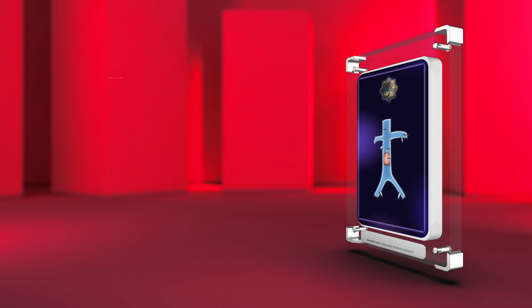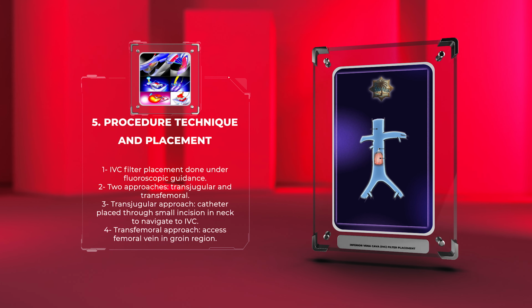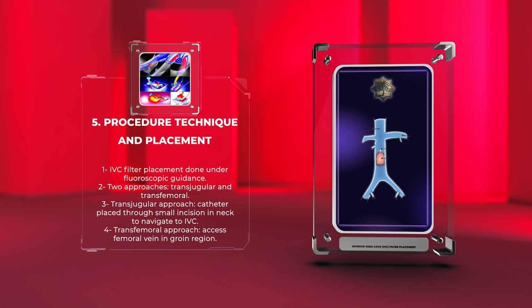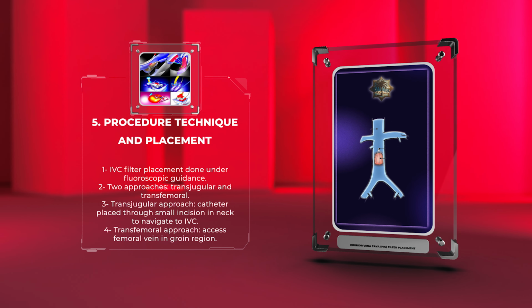IVC filter placement is done under fluoroscopic guidance using either a transjugular or transfemoral approach. In the transjugular approach, a catheter is placed through a small incision in the neck to navigate to the IVC. The transfemoral approach involves accessing the femoral vein in the groin region. The choice depends on various factors.